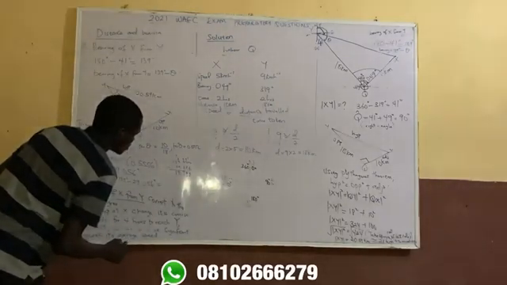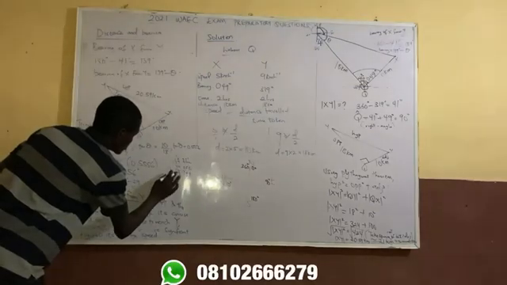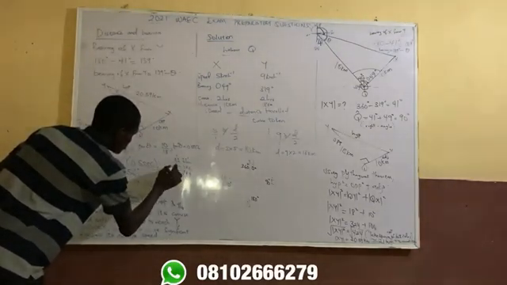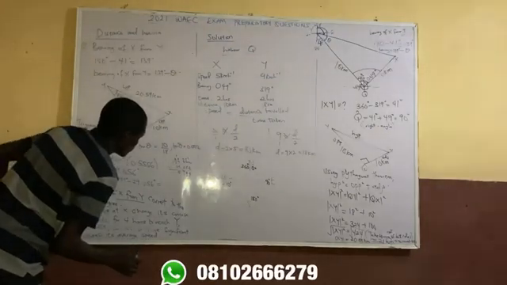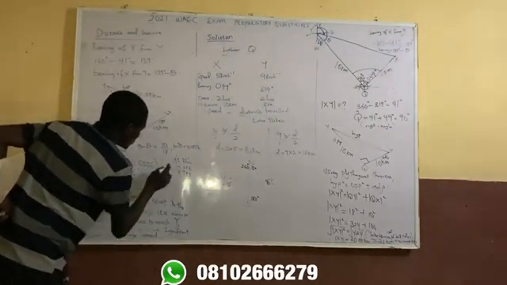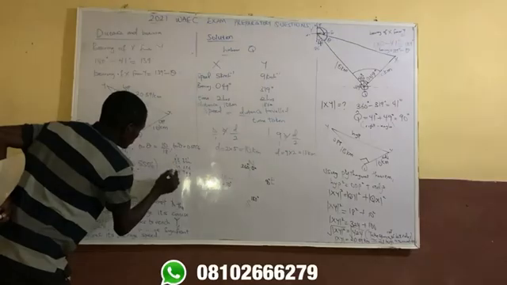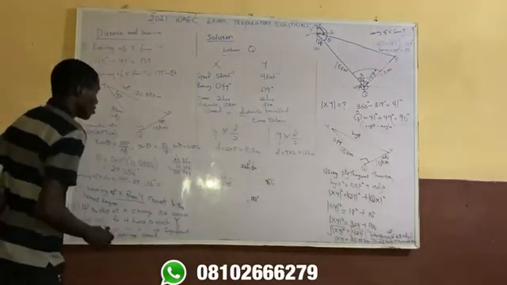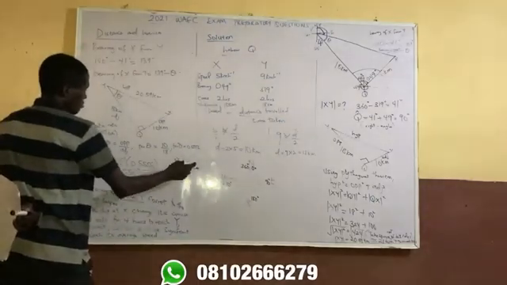3 minus 1. You have already borrowed 1 from here, so this one will become 2. Borrow 1, this one is okay. Borrow 1 will become 0, 1. Please use your calculator to confirm this. But that's the answer. This 10 minus 6 is 4.